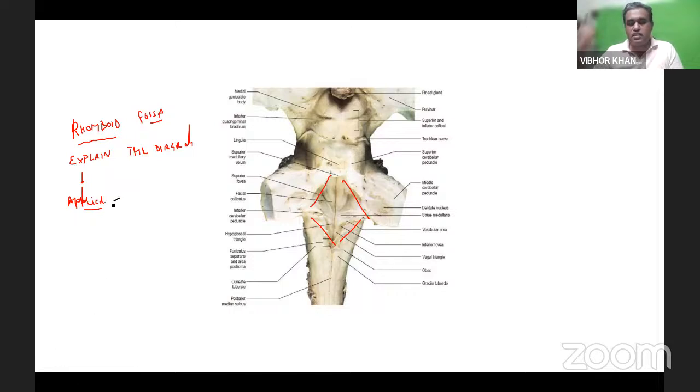It just comes all of a sudden. If you stress it too much, then it will be difficult. Now you're writing, okay, this could be the applied part. So here, obviously, you have the facial colliculus, the hypoglossal trigone, the striae medullaris, the cerebellar peduncles, the vagal triangle, and all those nuclei over here. All these are important, right? And you can obviously write some applied part, that if these foramina are blocked, then this will happen, hydrocephalus can happen, all that.